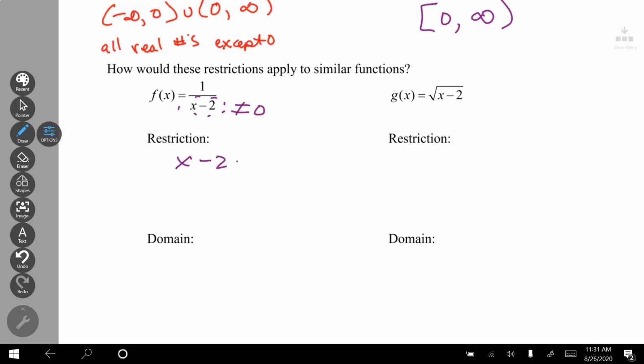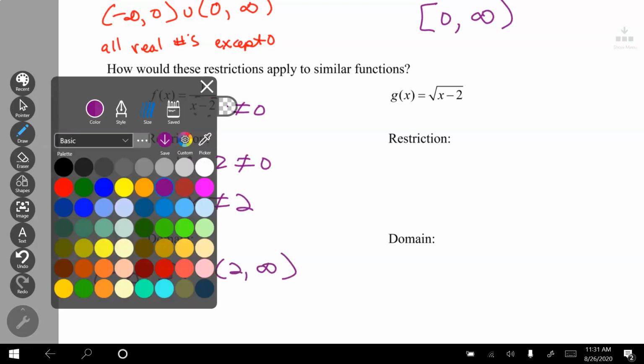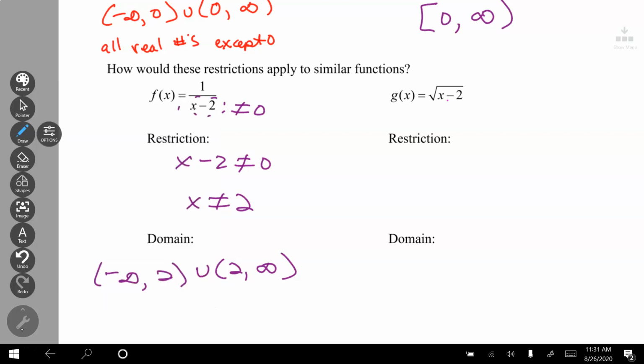So x minus 2 cannot equal 0. So x cannot equal 2. So I have all real numbers except I skip over the number 2. And then for this one, this part has to be non-negative. So x minus 2 has to be greater than or equal to 0. X has to be greater than or equal to 2, or including 2 to infinity. Those are my domains for that one.